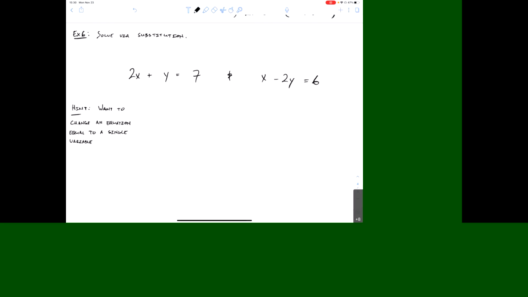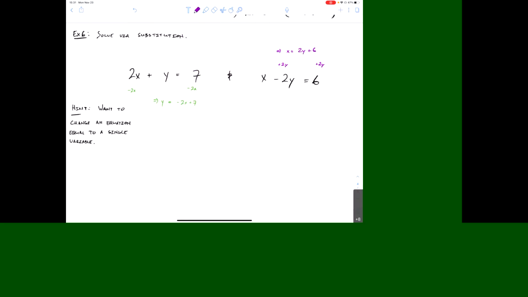Now you don't have to do it for both. You just want to do it for one. Which one you pick, it doesn't matter, but I'm going to demonstrate it really quick. So if you did this one on the left, you would essentially subtract 2x from both sides. And the equation you want to work with would be y equals negative 2x plus 7. So that's if you chose the first one. If you did the second one, you would go, oh, okay, cool, I want to add 2y to both sides. And then you would work with the equation x equals 2y plus 6.